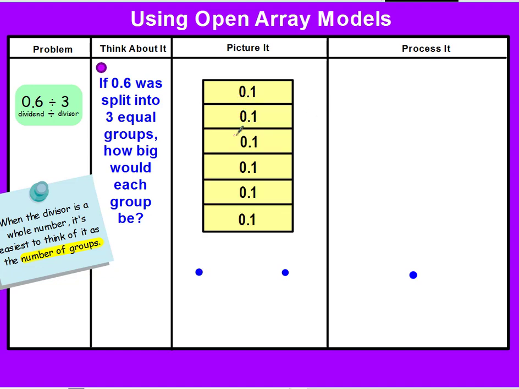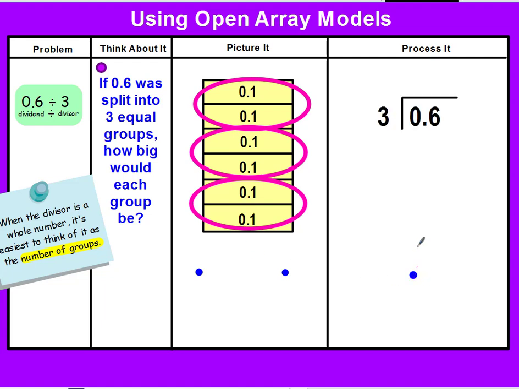Okay, I've split it up into 6 parts, 6/10. And now, based on my question, how big would each group be if I split it into 3 equal groups? So if I split this into 3 equal groups, then each group would have 2/10. And I would represent it using this. My divisor goes outside, my dividend goes inside. So again, 3 does not go into 0, so I have to add a decimal. 3 goes into 6 2 times. And if we look at our model, it's the same thing. 2/10 is our answer. Again, look at your model. You have 2/10 in each of these groups.